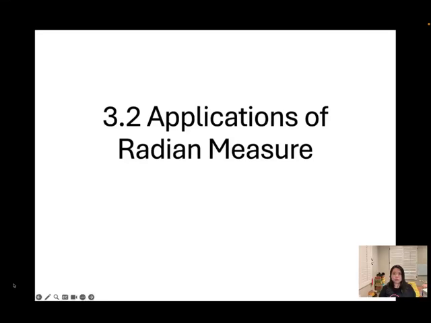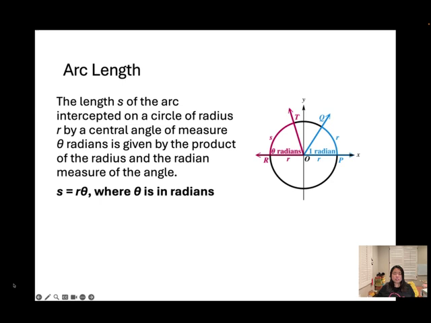Section 3.2 Applications of Radian Measure. Arc length. The length S of the arc intercepted on a circle of radius r by a central angle of measure theta radians is given by the product of the radius and the radian measure of the angle. So arc length is talking about the side here, the S.